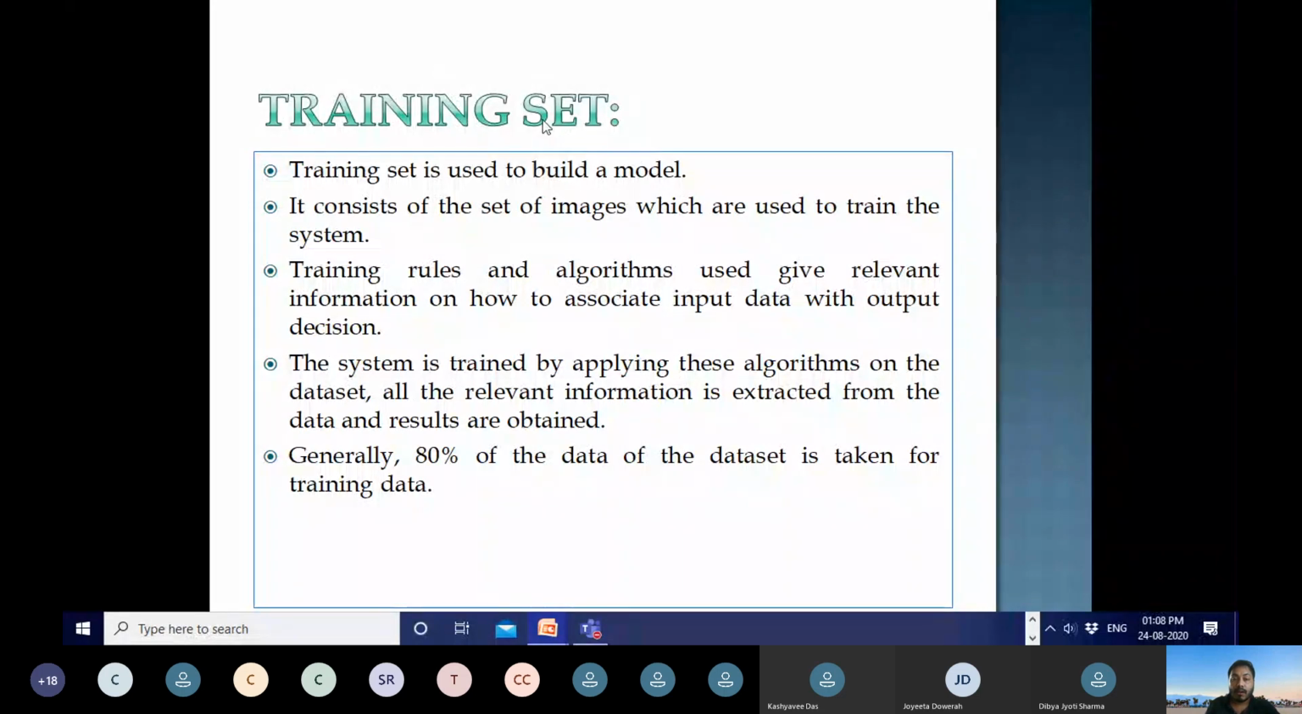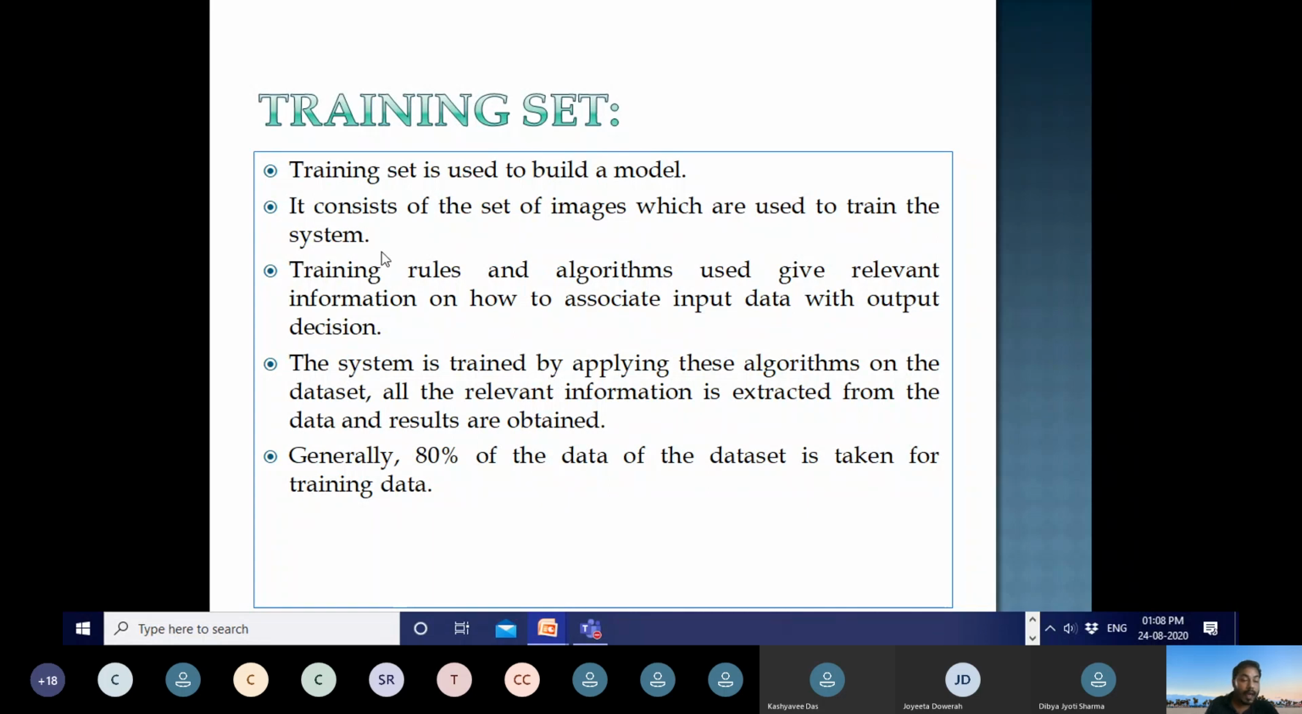Okay, to build that model, first we need a training set, right? It consists of a set of images which are used to train the system. If I'm talking about some unstructured data, this set of images will be used to train the system.